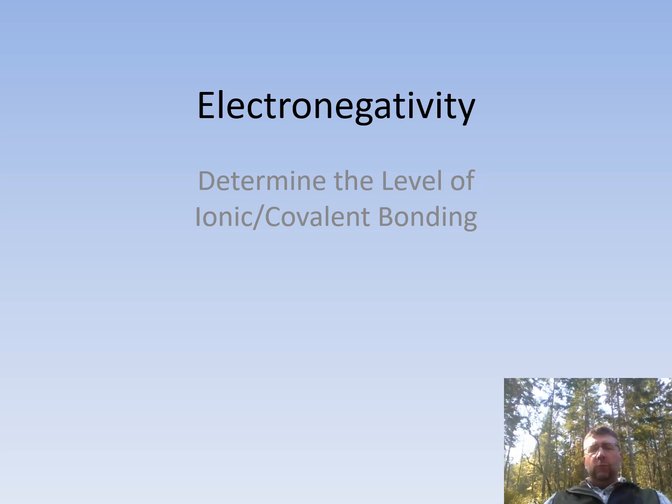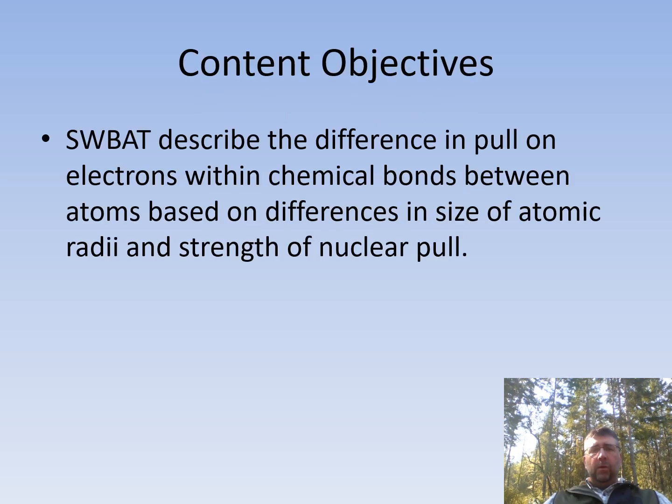It's Mr. T here, and we are here to talk about electronegativity. Electronegativity is something that we can use to determine how ionic or covalent a chemical bond is. So we're looking at electronegativity as the difference in the pull of electrons between two different atoms when they are chemically bonded. And that's going to be based on the atomic radius and the strength of that nuclear pull.